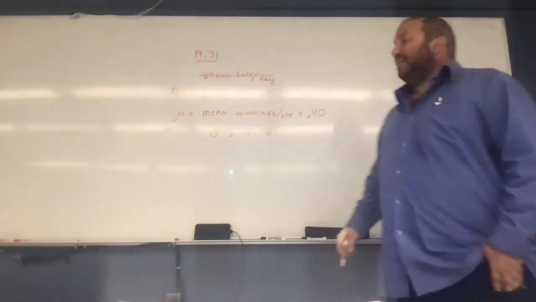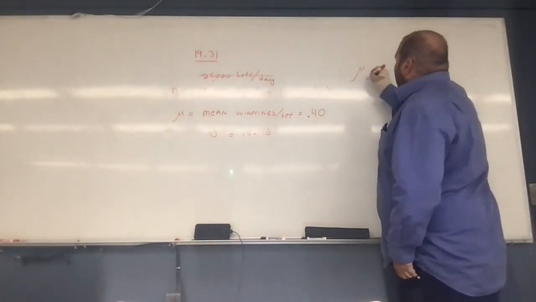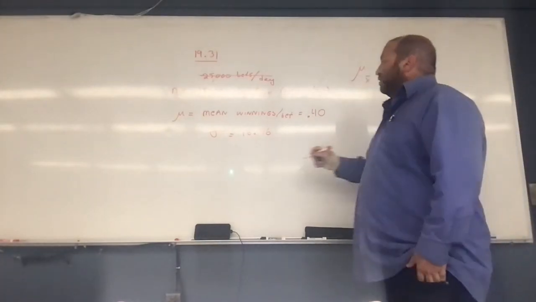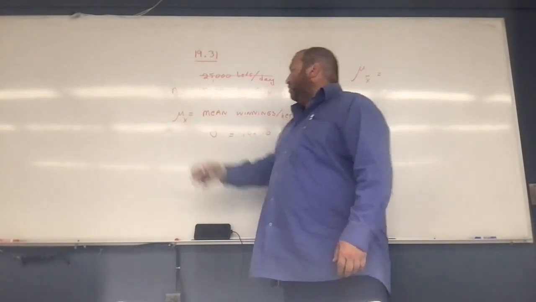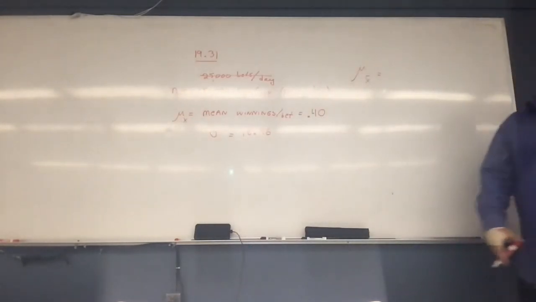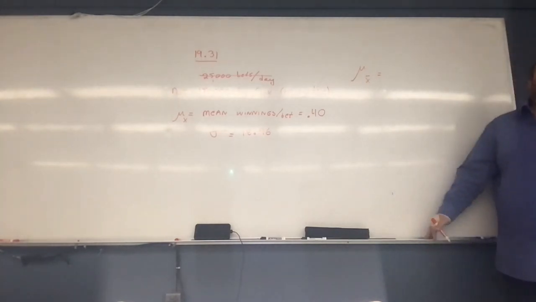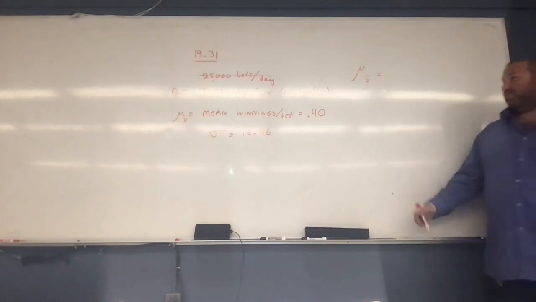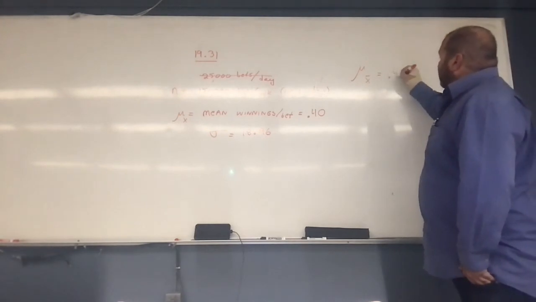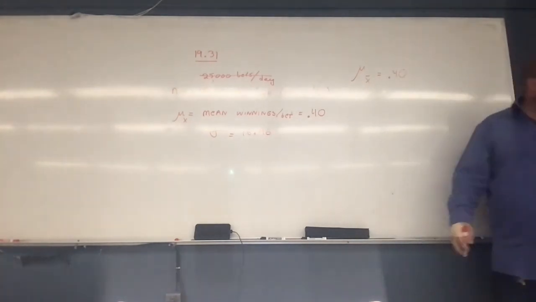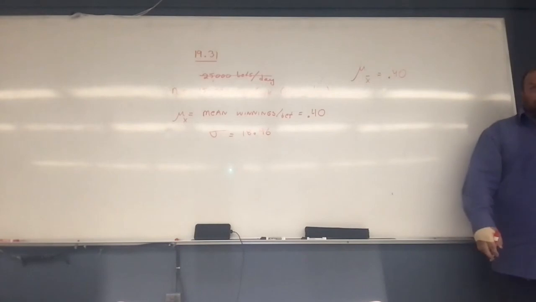It says, what is the mean and standard deviation for the average of 150,000 bets? How much is he going to win on average if we take all 150,000 bets into account? What's the average value for each of those weeks? 40 cents. He still expects to win 40 cents per bet.